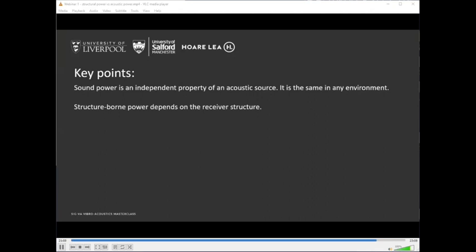The fact that the structural power depends on the receiver means that we cannot use it to predict structure-borne sound and vibration. We need to predict the structural power on a case-by-case basis. This predicted power can then be used to make a vibroacoustic response prediction.